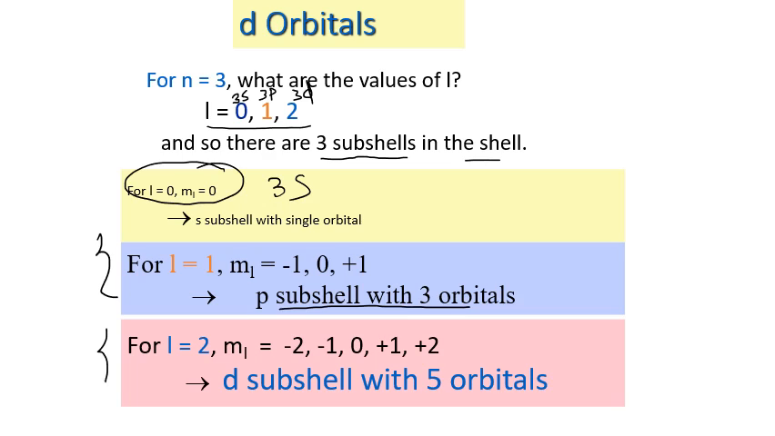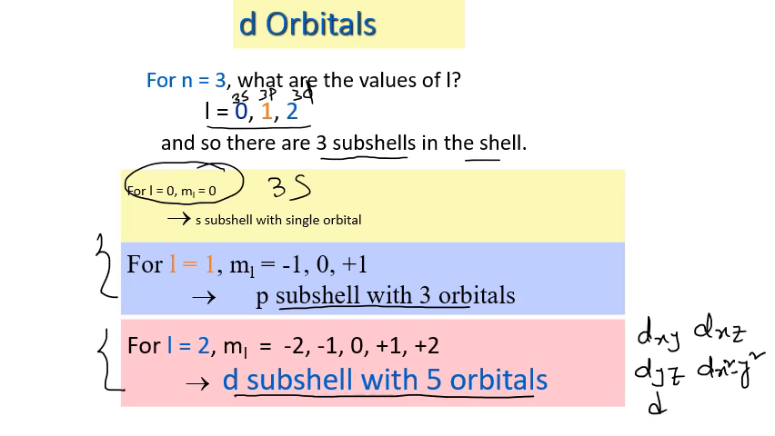And for the d orbital, you see that there are five possible values of ml, orientation. So that means that there are five orbitals possible for the d subcell. Now the values are given as dxy, dxz, dyz, dx square minus y square, and dz square. These are five d orbitals.